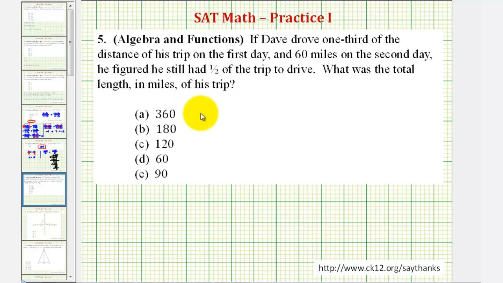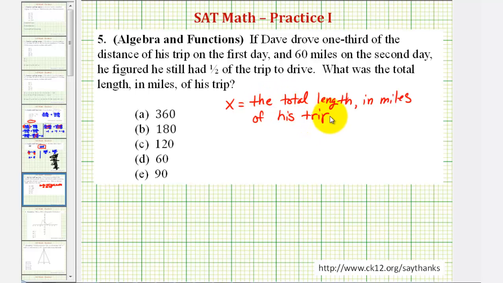We want to start by assigning a variable for the total length in miles of his trip. So let's let x equal the total length in miles of his trip. Now using x, let's write an equation from the given information. So we're told that Dave drove 1/3 of the distance of his trip on the first day. And since the total distance is x miles, that means he must have driven 1/3 of x, or 1/3 x, on the first day.